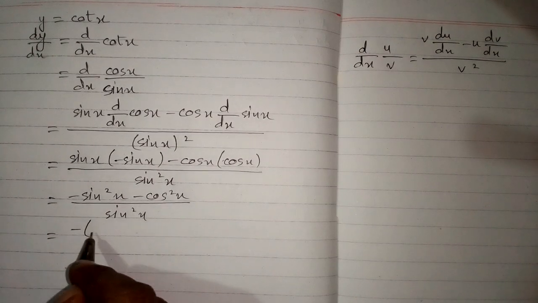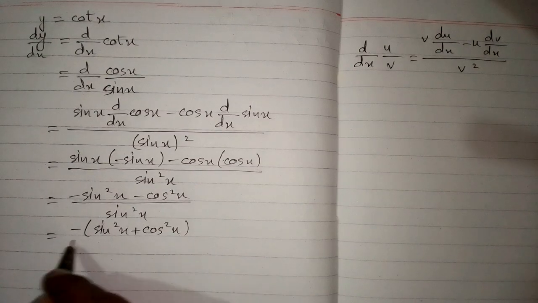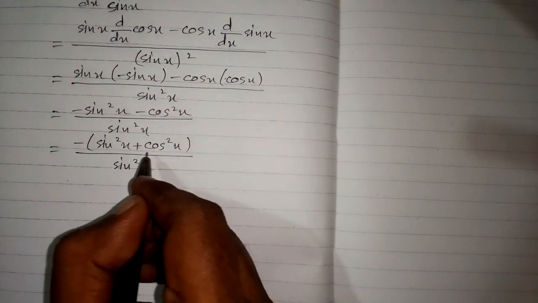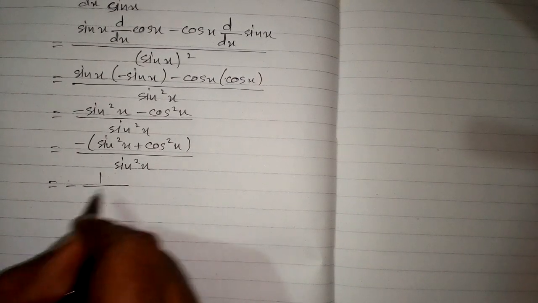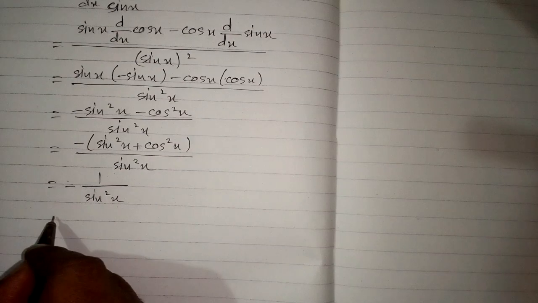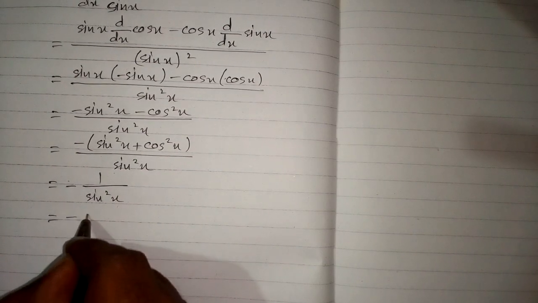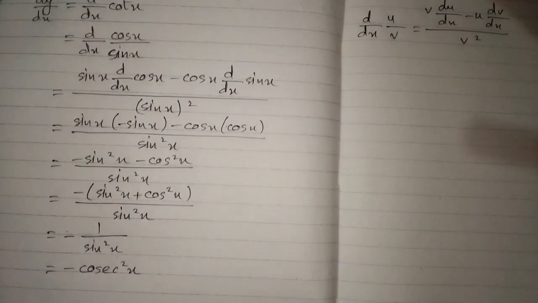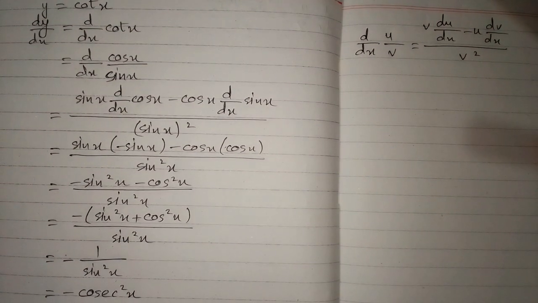Now we can take minus common, so we have sin square x plus cos square x upon sin square x. And we know that sin square x plus cos square x is equal to 1. So we have minus 1 upon sin square x. And 1 upon sin x is cosec x. So we have minus cosec square x. So the derivative of cot x is minus cosec square x.